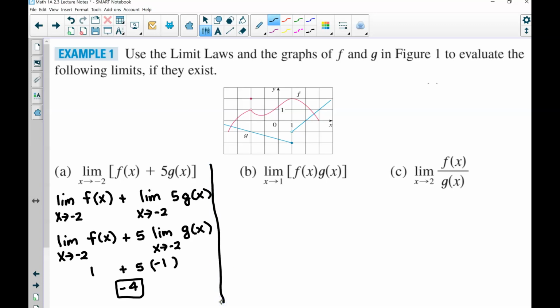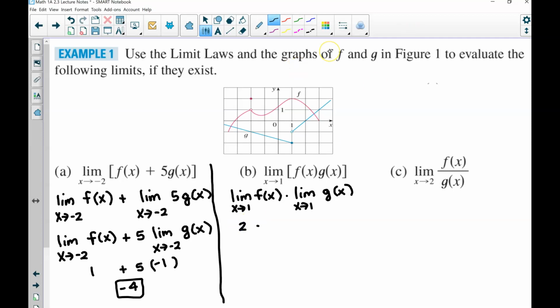Okay, let's take a look at the next example. The next example is the product law for the limits. So we would expand this by saying the limit as x approaches 1 of f of x times the limit as x approaches 1 of g of x. Now let's take a look at when x is equal to 1 according to the function f. As x approaches 1 from the left and from the right, we can see that the limit would then be 2.